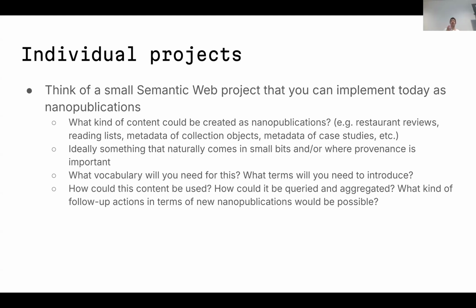Ideally, it's something that naturally comes in small bits, that should be published openly, and where provenance is important, because these are parts of nanopublications that are really strong. So you'd have to think about what vocabulary you need for this, what terms you will need to introduce, and then how the content can be used. You can already think ahead about what kind of SPARQL query you could make to get stuff out. And we'll later see how you can use SPARQL to query the Nanopub network.